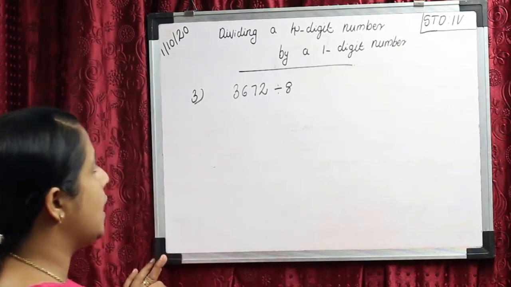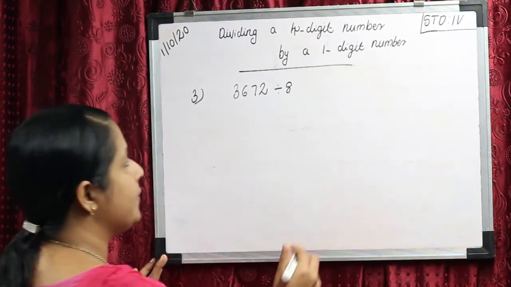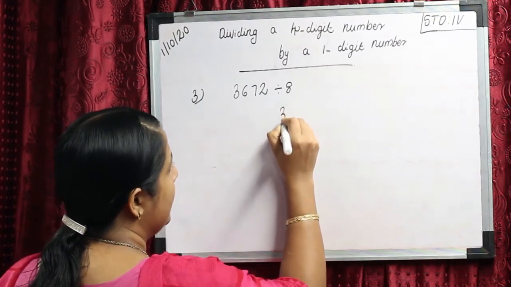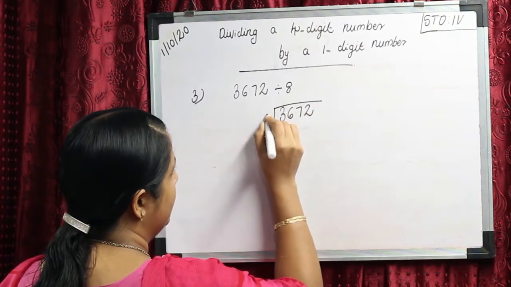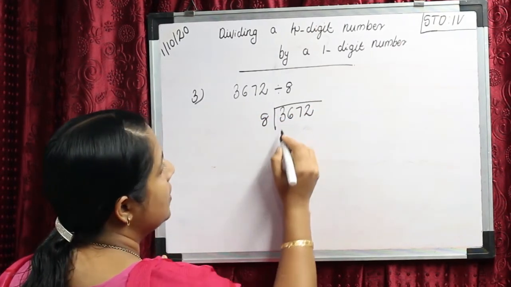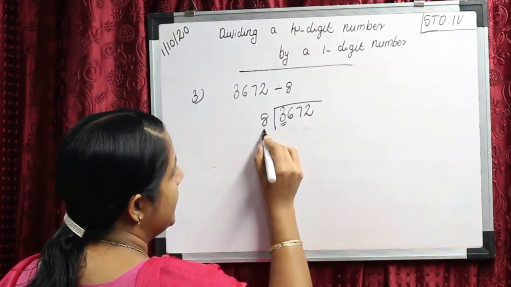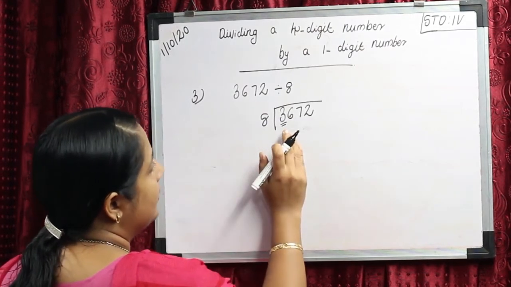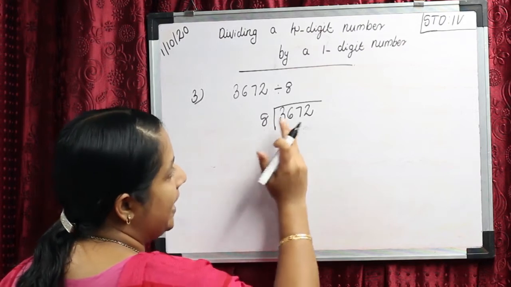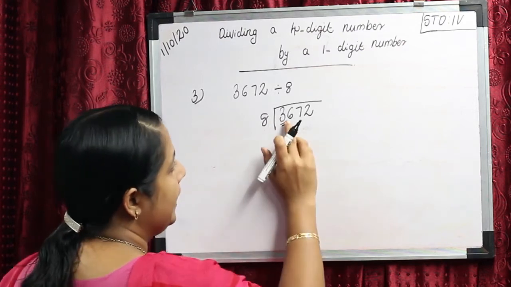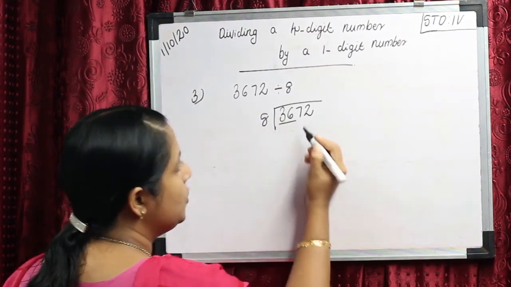Consider the number 3672 divided by 8. So we write 3672 then divided by 8. Then our first number is 3. Here the divisor is 8. Then, the divisor 8 is bigger. In the 8 table there is no number 3. So we are taking these two numbers together.